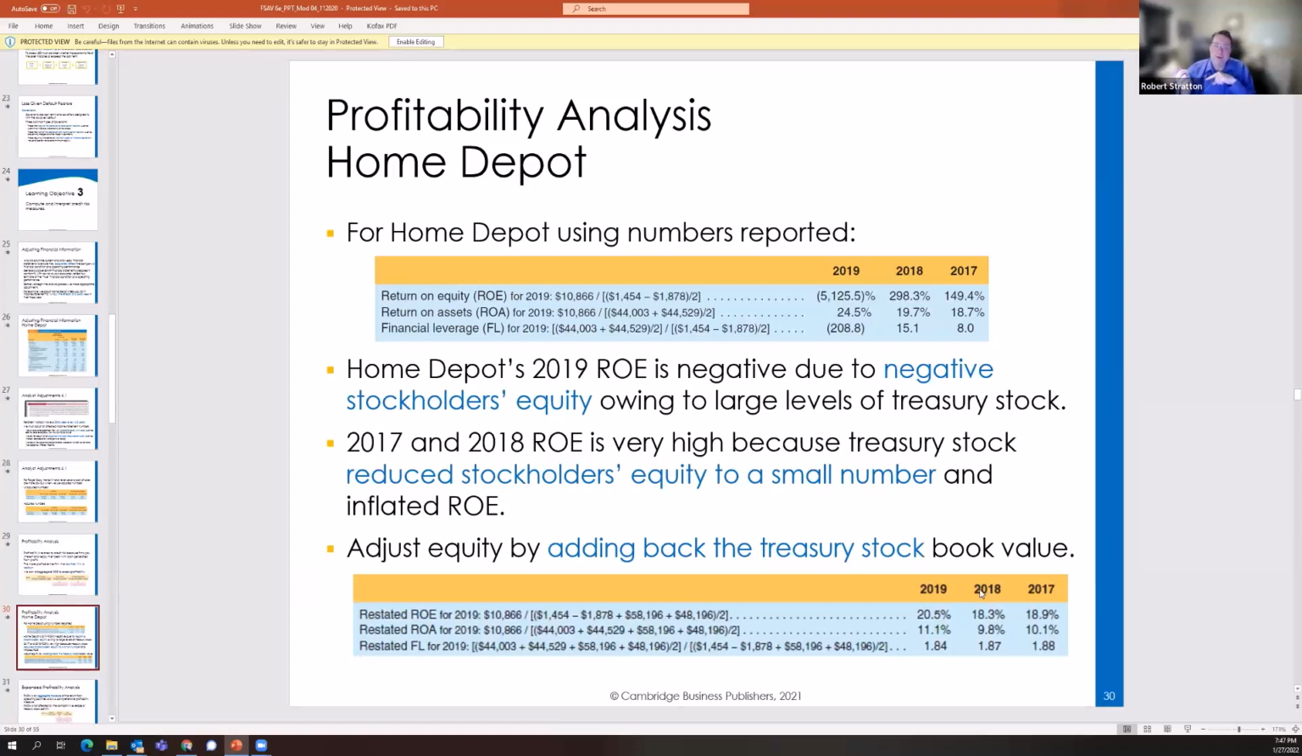So if you weren't adjusting this, then you would think, oh man, they're losing money. Then you adjust it and realize, oh, okay, it's actually a very profitable company.